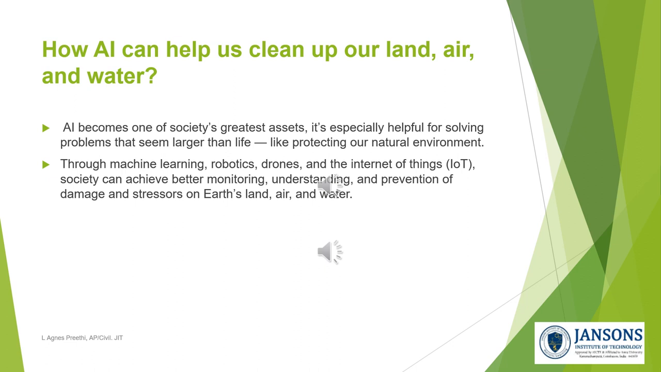Through machine learning, robotics, drones, and the Internet of Things, society can achieve better monitoring, understanding, and prevention of damage and stressors on Earth's land, air, and water. As the field of artificial intelligence develops, so will the potential to protect the environment. From the land and air to both drinking and ocean water, AI is shaping up to be the key that governments, organizations, and individuals can tap to work toward a cleaner planet.